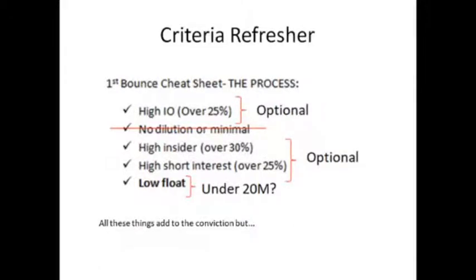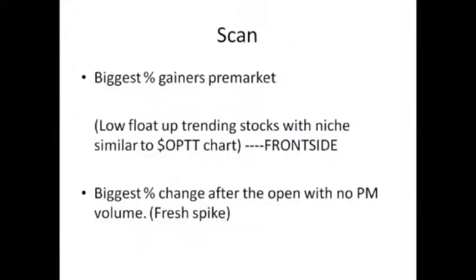And don't just say, well, it doesn't have short interest over 25%, so I can't trade it. Or it doesn't have high insider ownership over 30%, so, oh God, I can't trade it now, even though the pattern's right in front of you. Just use these as a guide. Use it as some conviction. And that's pretty much it. All I have to say on the criteria side of things.